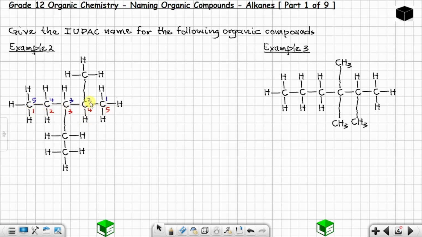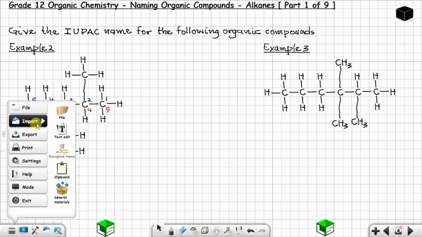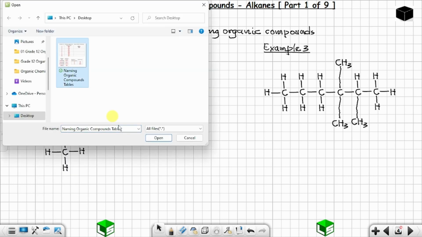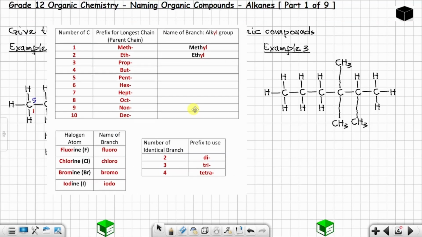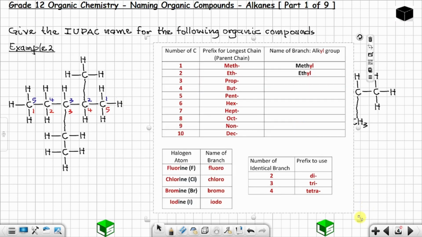So on carbon number 2, you have this, which is known as a methyl. And on carbon number 3, you have this branch, which is known as an ethyl. You can see that from the table. Remember, you are not going to get this table in the exam. So I'm just using it for this video, but you have to memorize this.